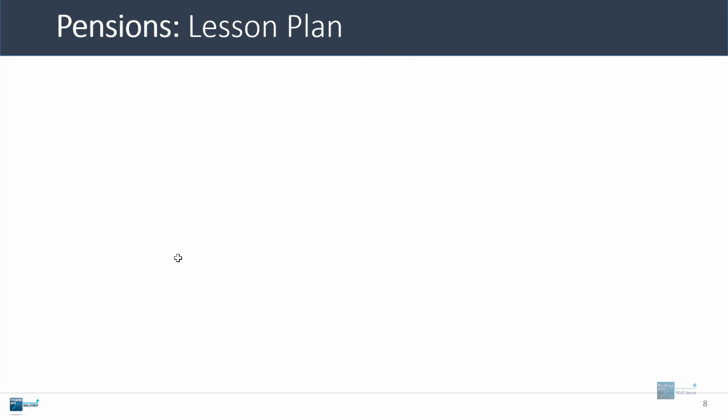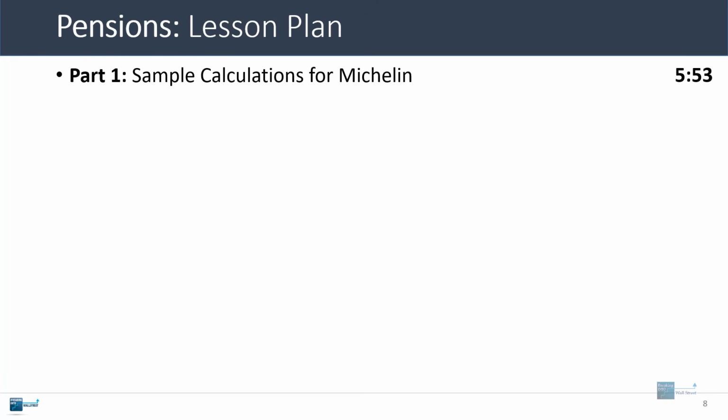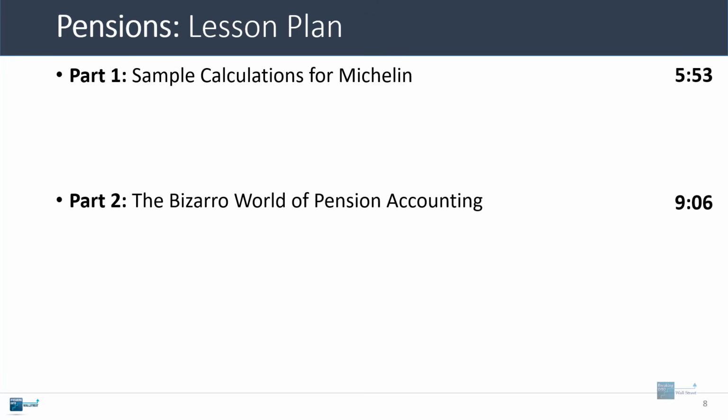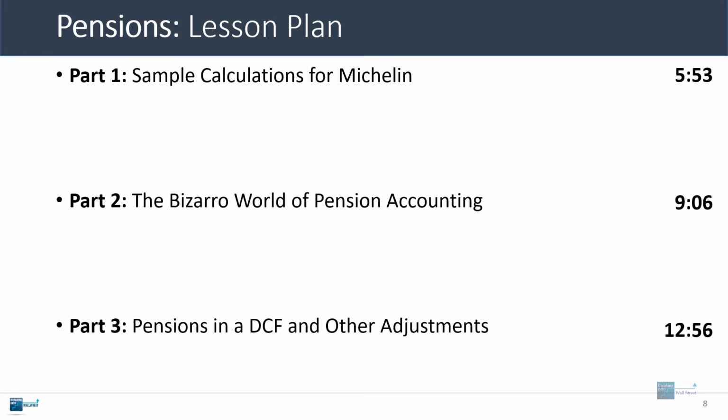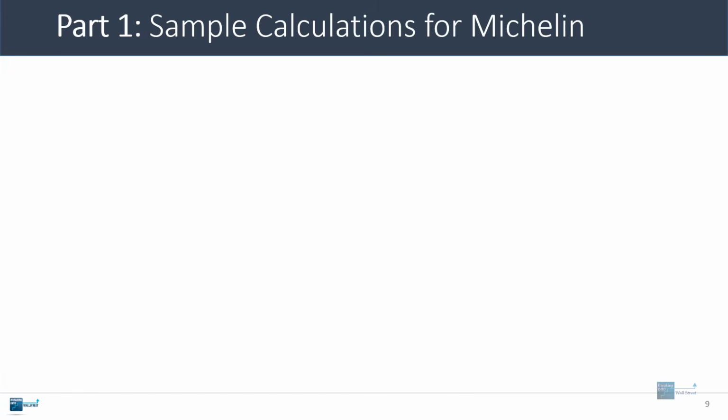So if you want to learn about this topic in a bit more depth, in the rest of this lesson, I will cover the following points. First, I'll go through some sample calculations and math for Michelin. Then we'll go into the bizarro world of pension accounting, and you'll see a little bit more about how the pension asset and liability work and how these items appear on the income statement and cash flow statement. And then I will say a few words about pensions in a DCF analysis and some other adjustments you might make in that context. So let's get started with the example for Michelin.